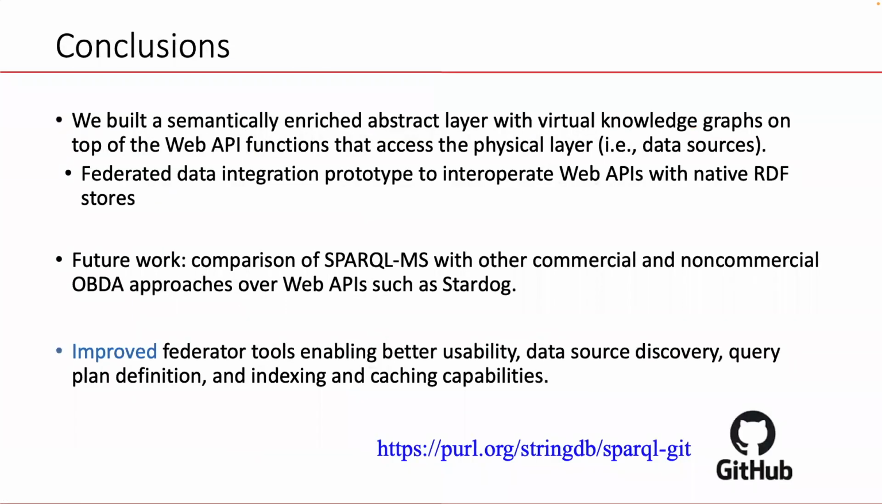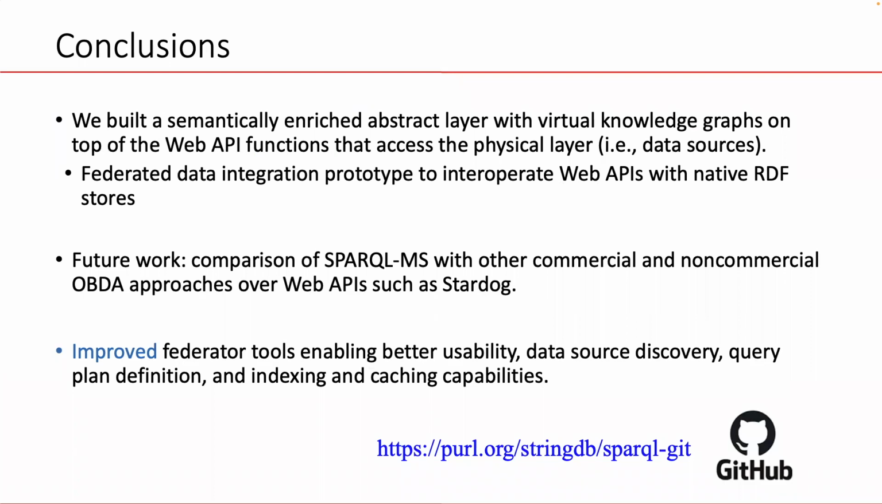To conclude, in this work we built a semantically enriched abstract layer by using the virtual knowledge graph on top of the web API functions, and by doing that, we provide access to the physical layer, the original data sources. We federated these different data sources by also showing a prototype that interoperates the web API with the native RDF stores, in our example, between OMA and the STRING database.